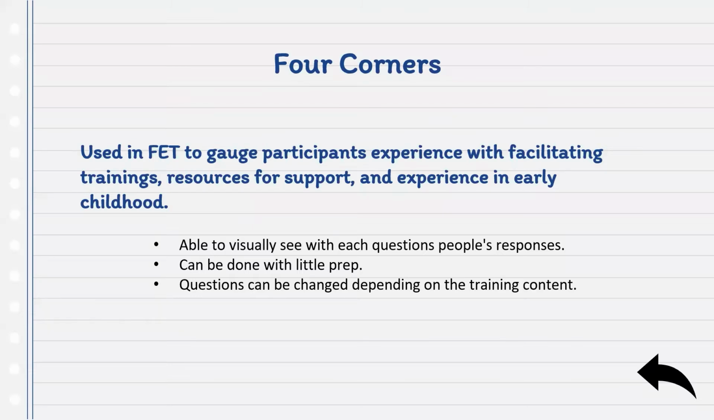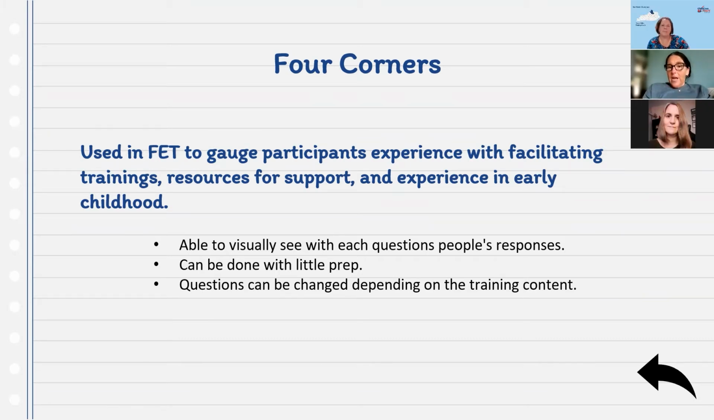And if you've had 1 to 5 years, you might go to corner 2. And if you've had 5 to 10 years, you're going to corner 3. And if you've had more than 10 years, you're going to the 4th corner. And then once they get into those groups at their corner, we give them a series of questions to talk about and discuss among the group that's in that corner. So you're able to see, as a trainer, the responses to those questions visually.